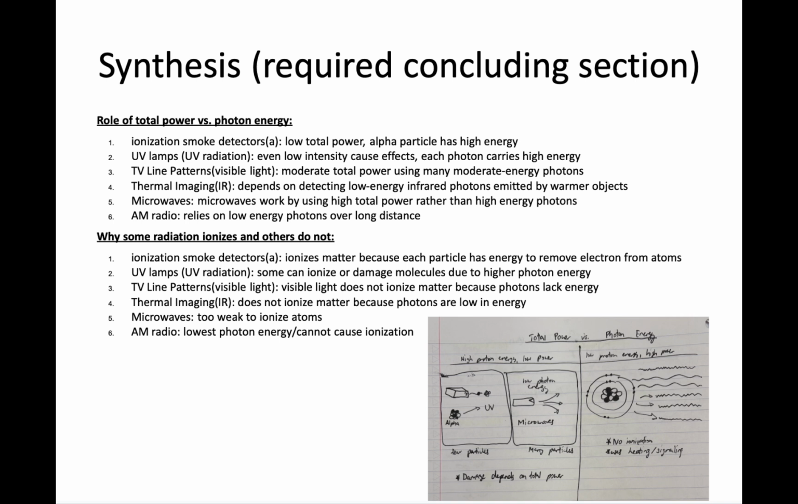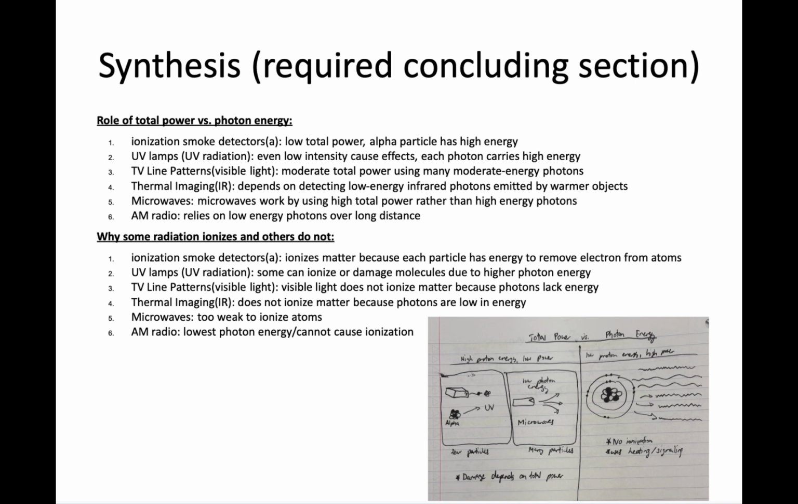Looking at the total power versus photon energy, ionization smoke detectors use low total power, but the alpha particles have high energy. UV lamps show that even low intensity can cause effects, but each photon carries high energy. TV line patterns use moderate total power with many moderate energy photons. Thermal imaging depends on detecting low energy infrared photons emitted by warmer objects, and microwaves work by using high total power rather than high energy photons. And AM radios rely on low energy photons over long distances.